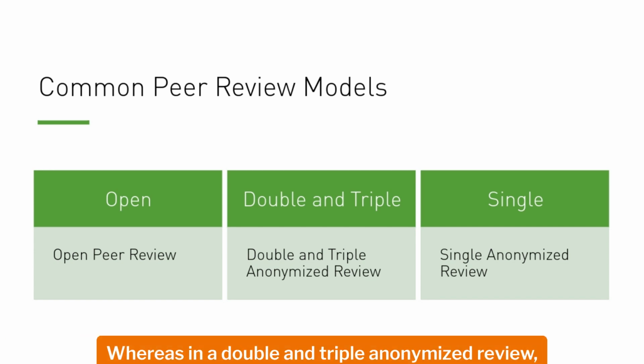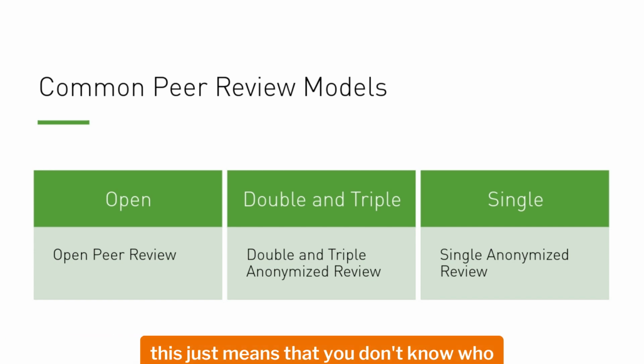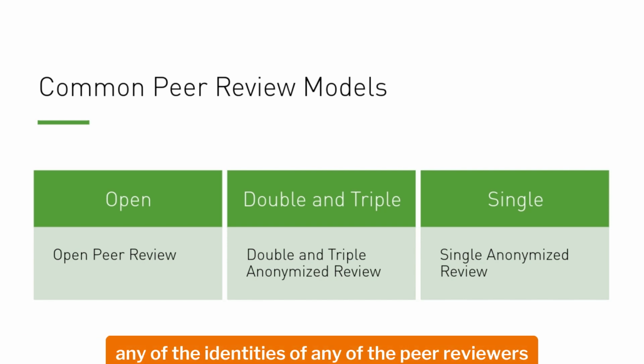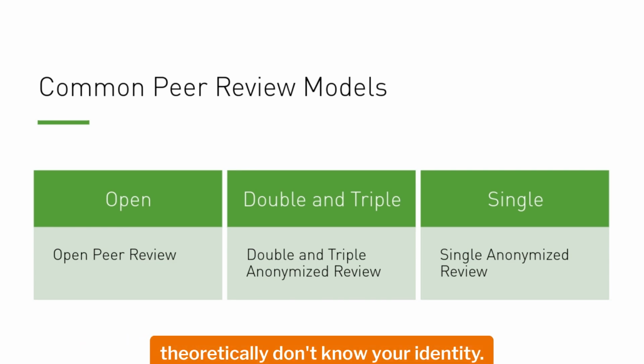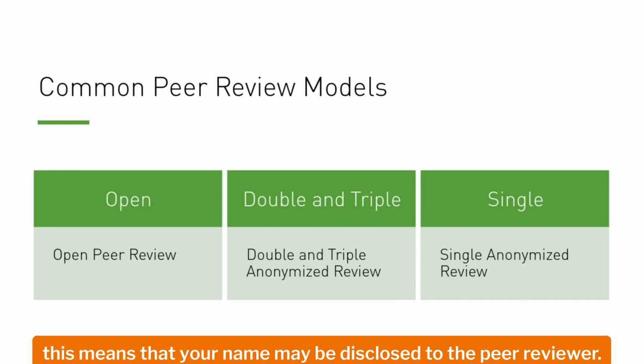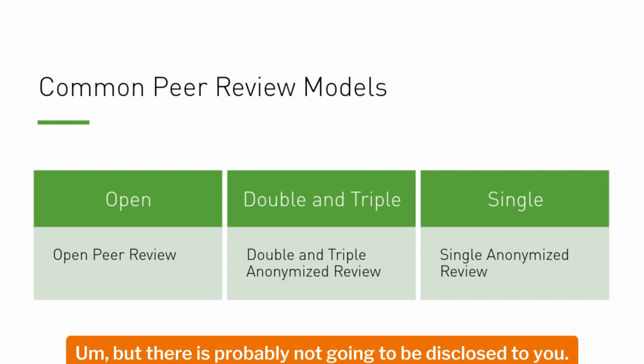Whereas in a double and triple anonymized review, this just means that you don't know the identities of any of the peer reviewers, and the peer reviewers theoretically don't know your identity. Whereas in a single anonymized review, this means that your name may be disclosed to the peer reviewer, but theirs is probably not going to be disclosed to you.